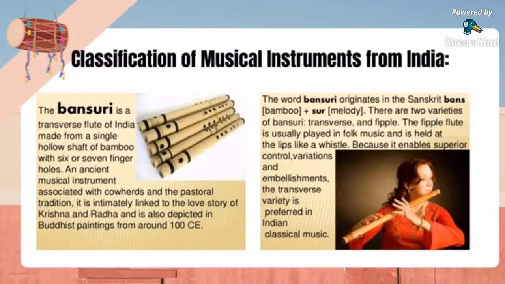There are two varieties of bansuri, transverse, and fipple. The fipple flute is usually played in folk music and is held at the lips like a whistle. Because it enables superior control variations and embellishments, the transverse variety is preferred in Indian classical music.